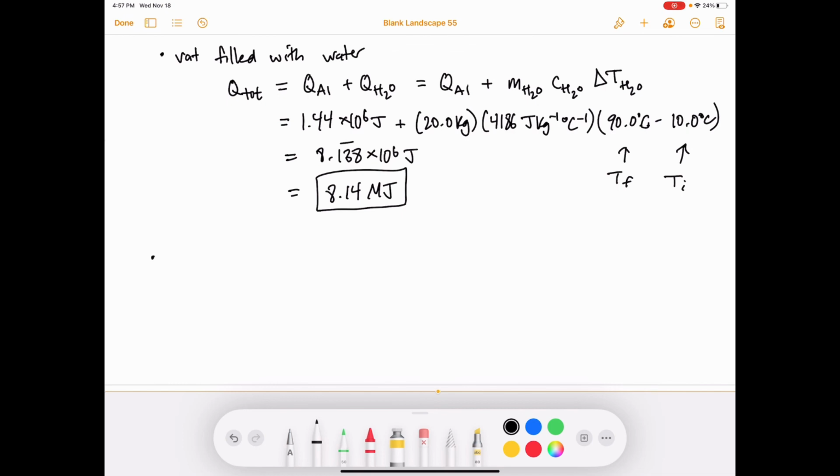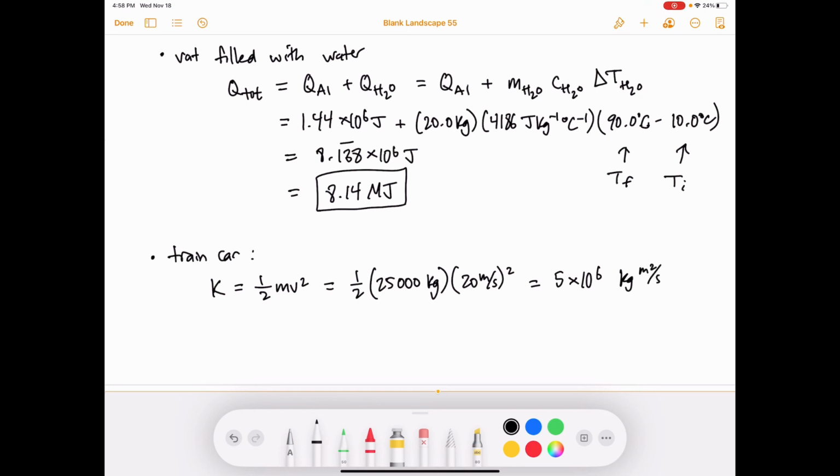Okay, and then finally, let's compare this to our train car. Here, we're talking about kinetic energy, which is given by 1/2 mv squared. So we have a half times the mass of the train car, which is 25,000 kilograms. The speed ends up being 20 meters per second, and we square that. This works out to 5 times 10 to the 6. We have kilograms, meters squared, and seconds squared, which is a joule. So this would be 5 times 10 to the 6, or 5 megajoules.